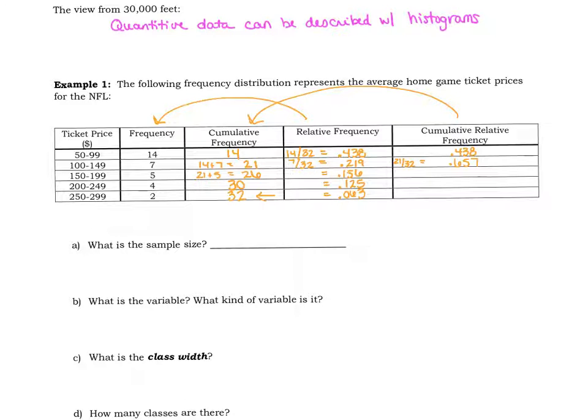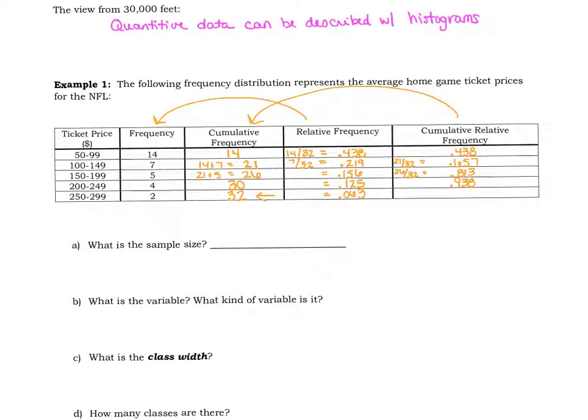Then going down to the next one, we're talking about 26 teams total. That would give us 0.813, so about 81% of teams have an average price under $200. And you continue up the rest of the way, so 30 out of 32 is 0.938.